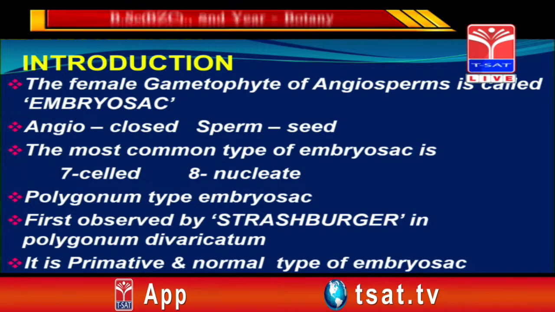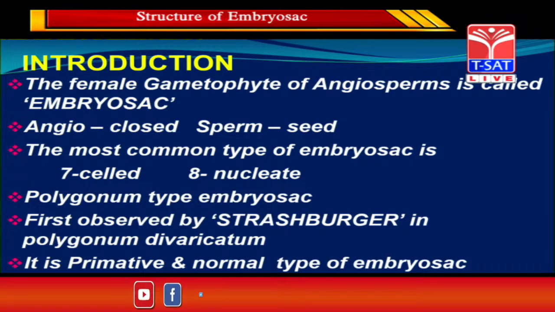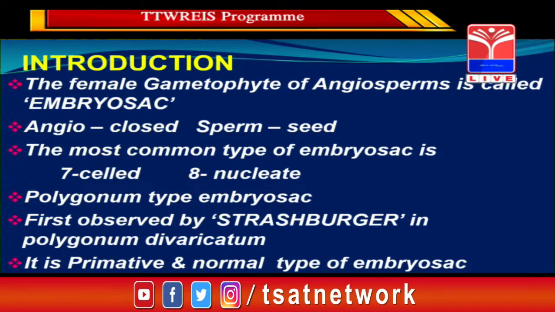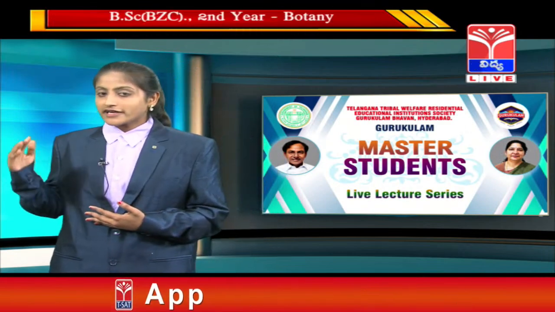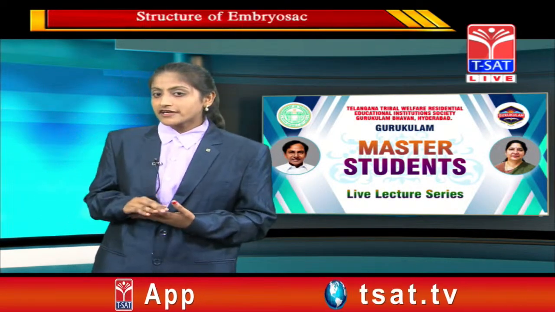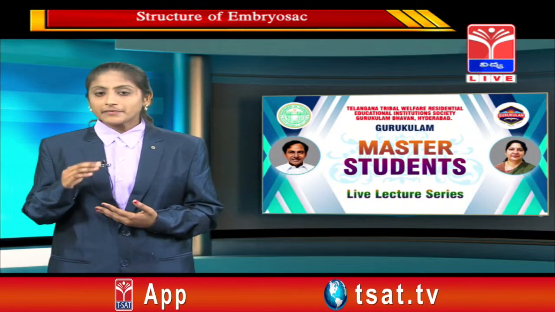Now coming to the topic, the embryo sac. Where is embryo sac present? Yes, embryo sac is present in flowering plants inside of the ovule. The other name of embryo sac is female gametophyte. The female gametophyte of angiosperm is called embryo sac.